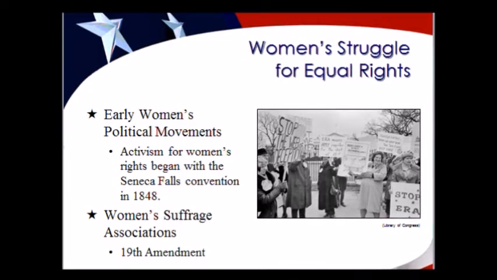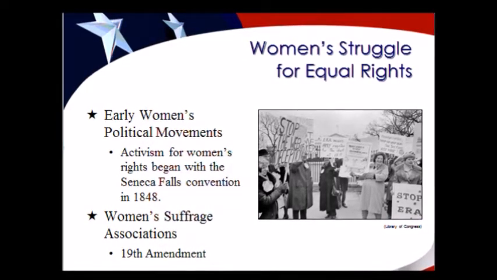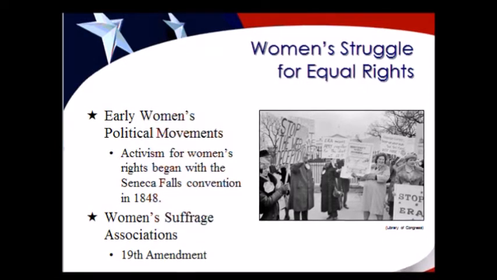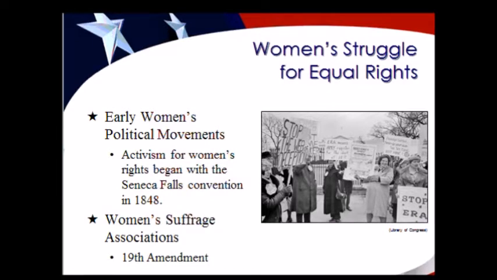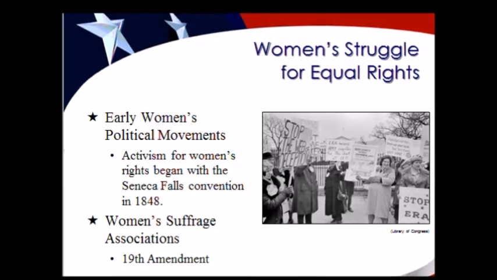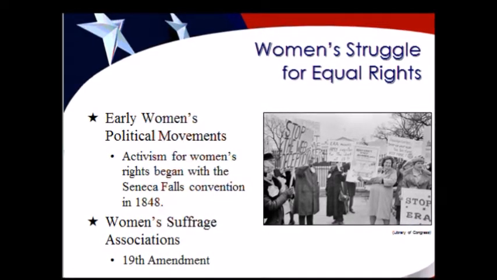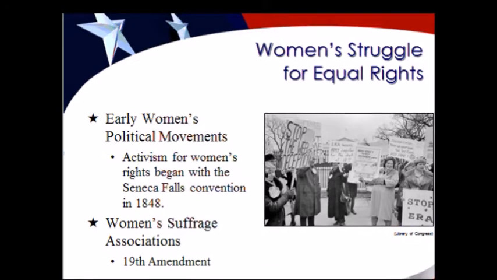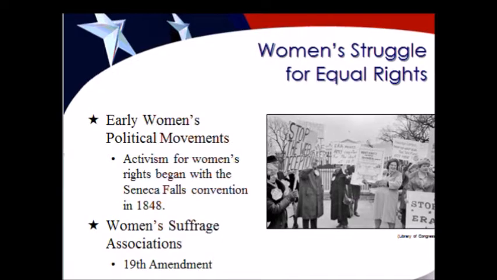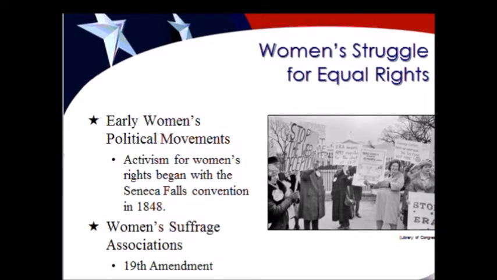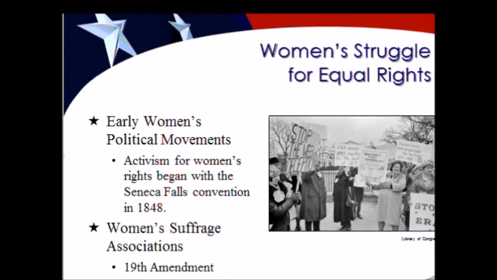Women's struggle for equal rights. Activism for women's rights began with the Seneca Falls Convention in 1848. The meeting spanned 2 days and six sessions and included a lecture on law and discussions about the role of women in society. The convention adopted resolutions calling for the elimination of legal, economic, and social discrimination to women.